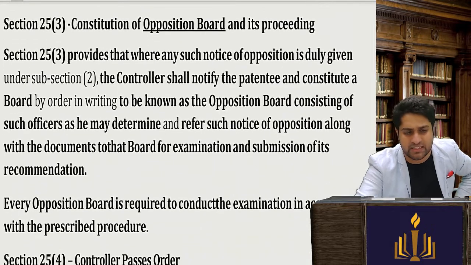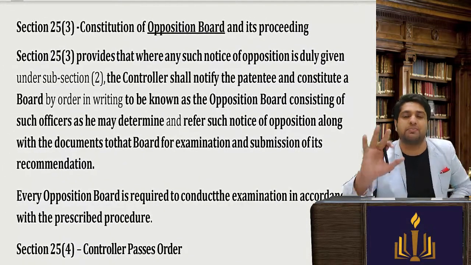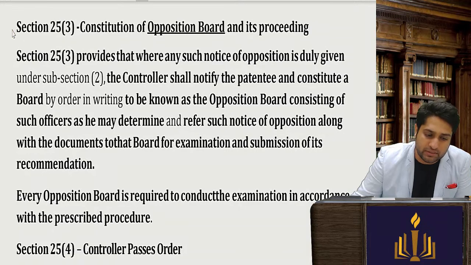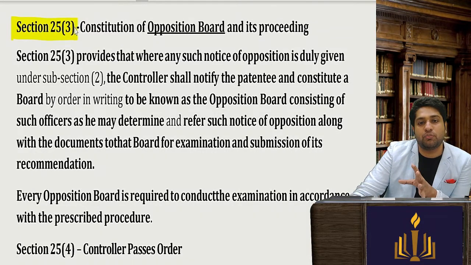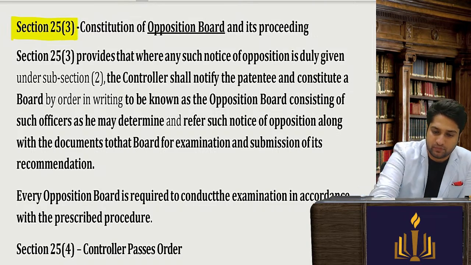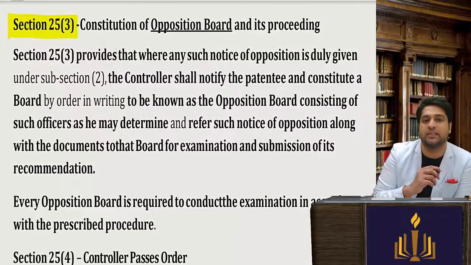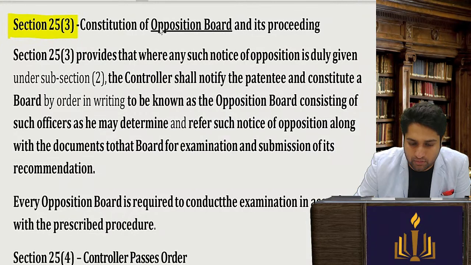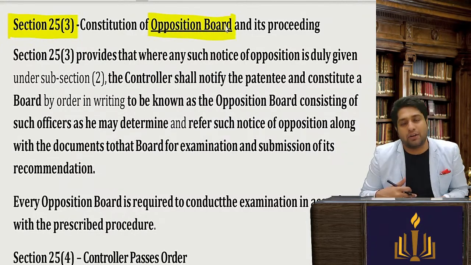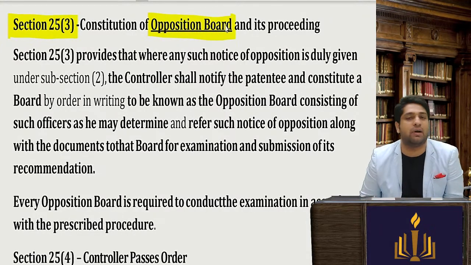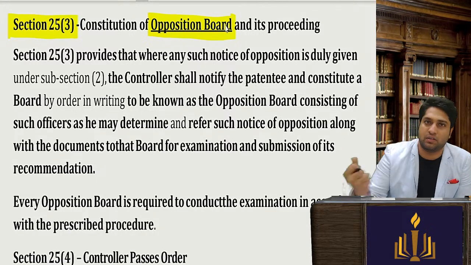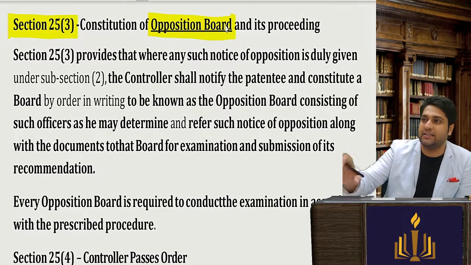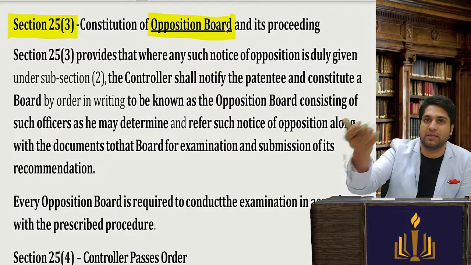Okay, and section 25. Now we are seeing section 25 subsection 3. It says opposition board and its proceedings. Opposition board. Now what does it mean? You think the controller will conduct inquiries? He himself will go and do, or he will have to hire an agency and tell the agency, do the investigation, prepare the report and give me.